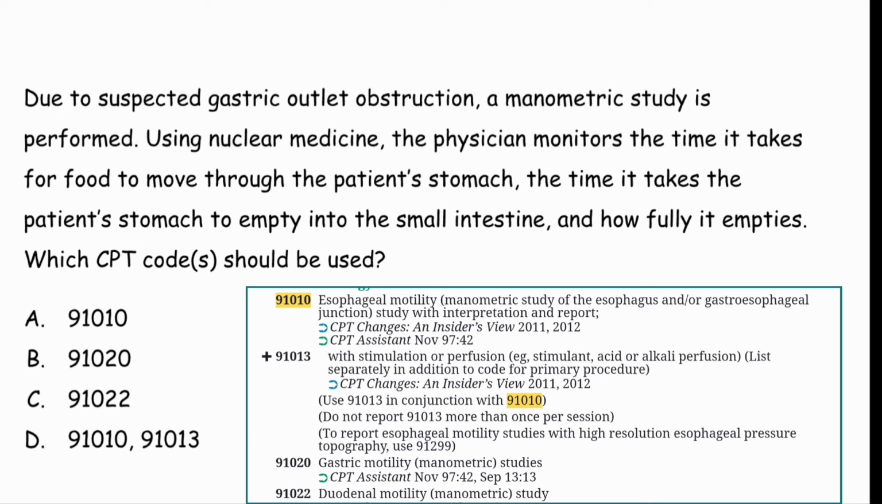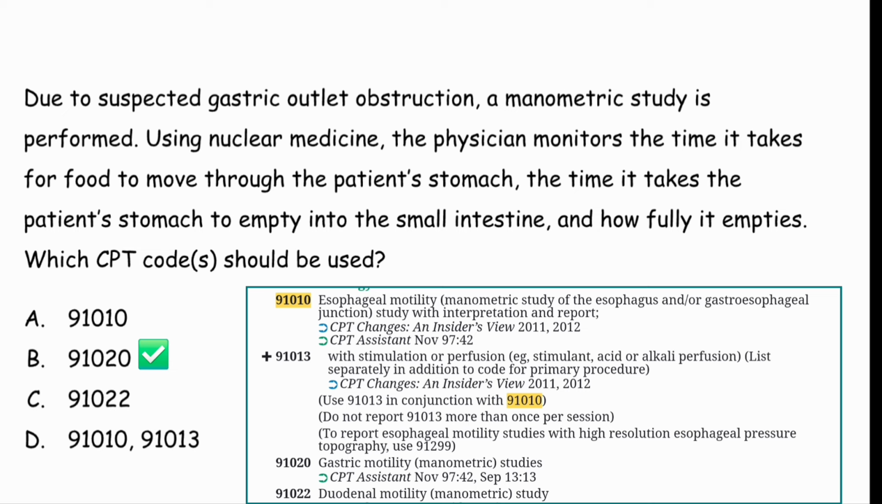Let us read the question. Due to suspected gastric outlet obstruction, a manometric study is performed. Using nuclear medicine, the physician monitors the time it takes for food to move through the patient's stomach, the time it takes the patient's stomach to empty into the small intestine, and how fully it empties. What CPT code should be used? So, which among these three codes is correct? The correct code is 91020, which is in option B.